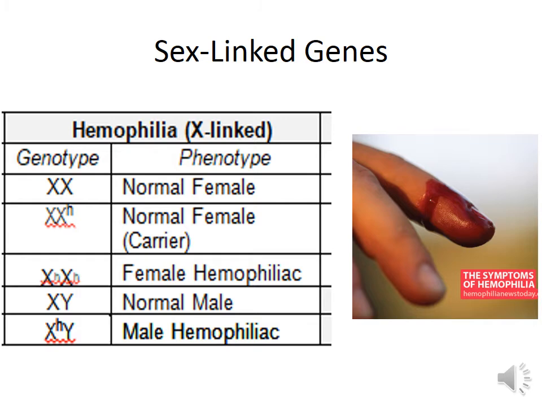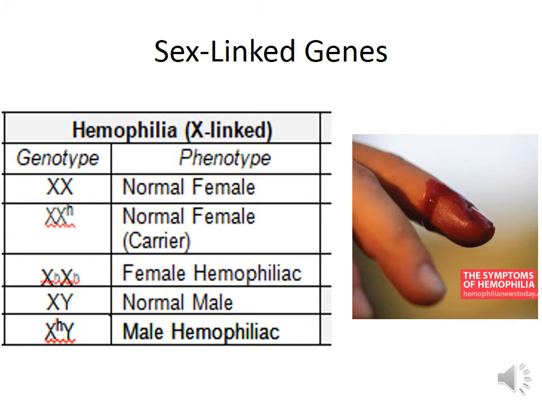Now, look at the genotypes. For normal female, you have XX. Yung XXH dito, meron siyang small h, it's actually a carrier. Meaning, normal pa rin siya, pero carrier siya. Now, magkakaroon lang ng female hemophiliac if nagkaroon siya ng parehong H sa kanyang chromosomes. So, you have XH, XH.